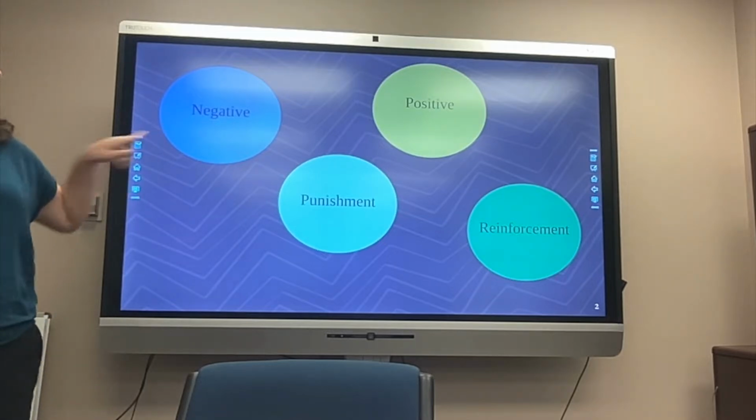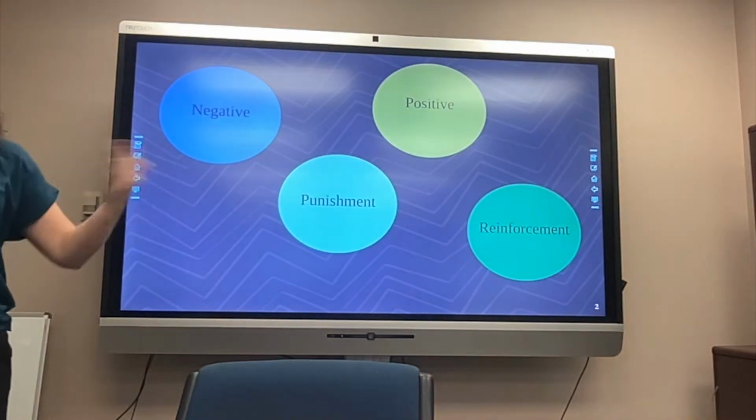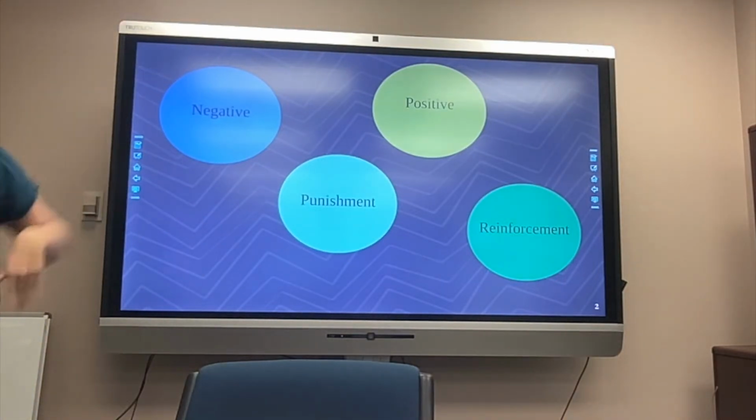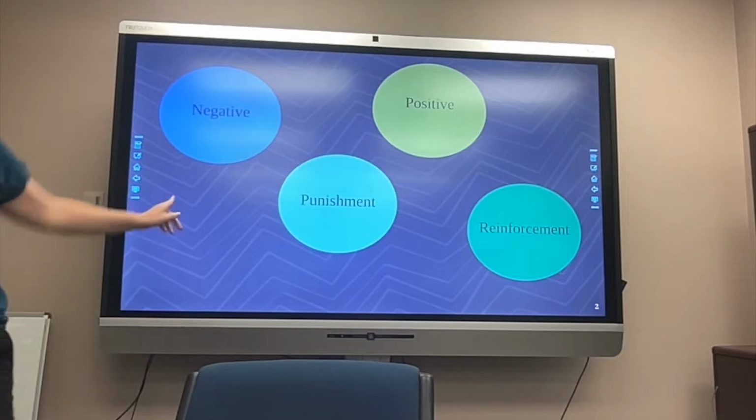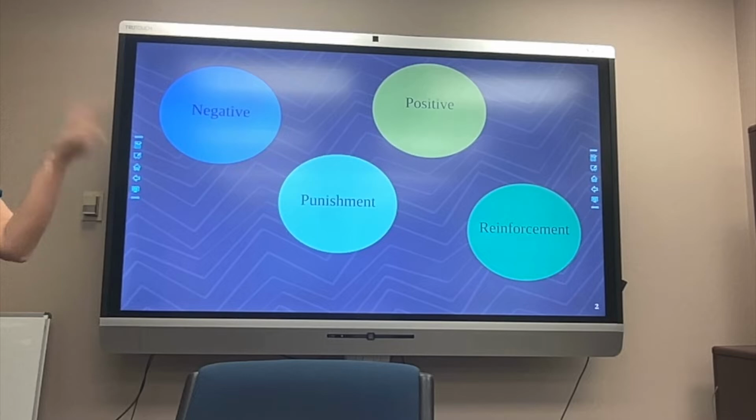Okay. Positive means adding something. So it doesn't mean something good, it just means something has been added. And reinforcement is the opposite of punishment. So if reinforcement happens, that means behavior increases. So whether you want it to or not, reinforcement just means behavior increases.